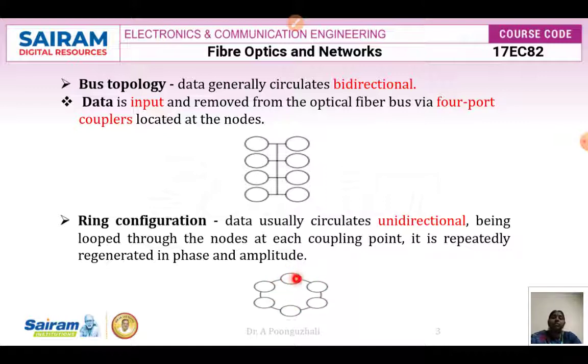Your data is circulated along this ring in a unidirectional way, and it is moved from one node to another node, and looped through each node. At each coupling point it is repeatedly regenerated in phase and amplitude.